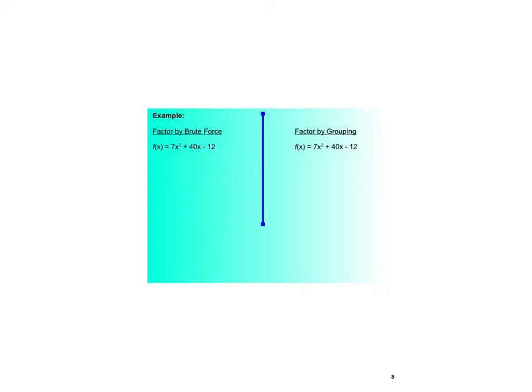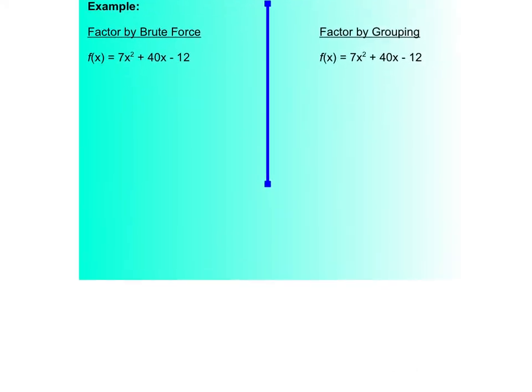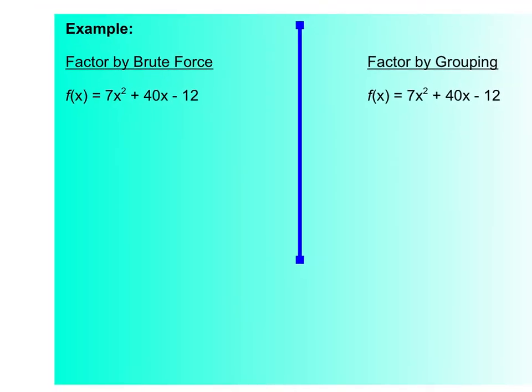All right. Continuing on, just a couple examples here of factoring by brute force versus factoring by grouping. And so when we look at factoring by brute force here, the factors of A are 1 and 7. The factors of C here would be 1 and 12, 2 and 6, 3 and 4. Okay, so we've got a lot of combinations here. So we could do a 1 and a 7 with a 1-12 combo. We could do a 1 and a 7 with a 2-6 combo.